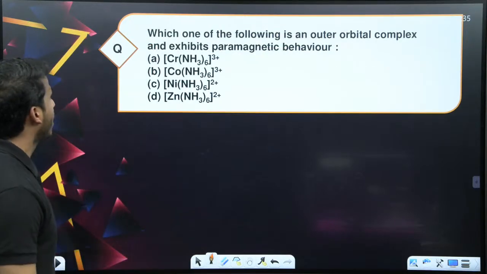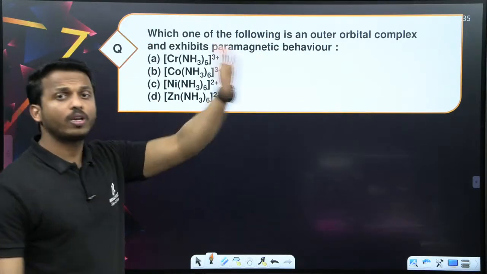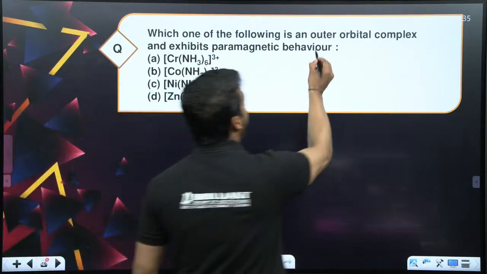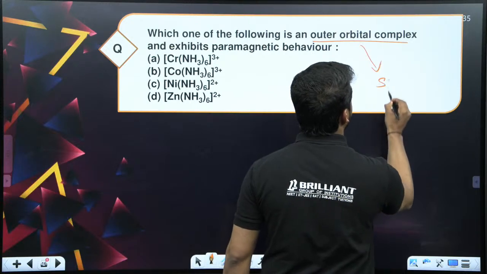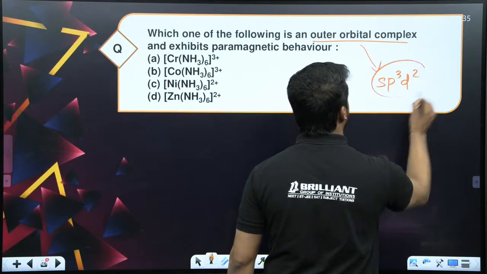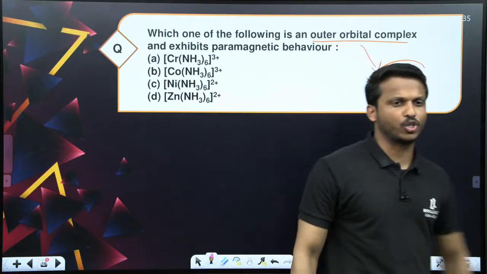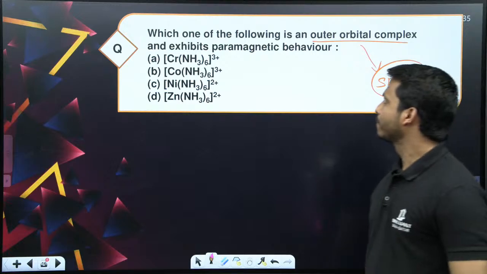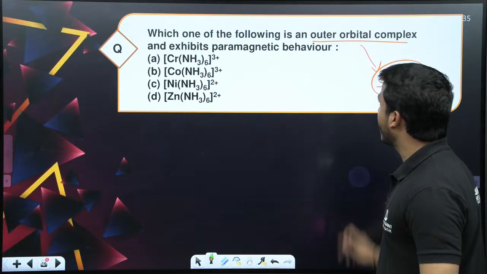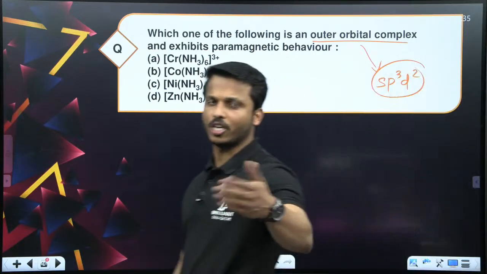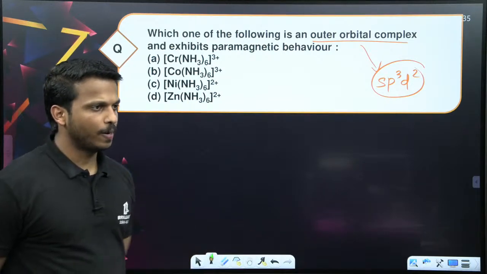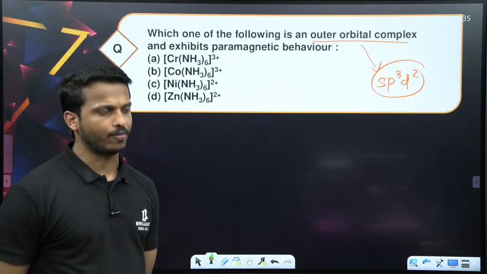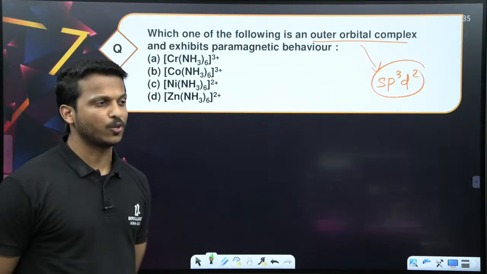Let's go for more questions. Which one of the following is an outer orbital complex and exhibits paramagnetic behavior? Outer orbital complex means hybridization sp3d2. Tell me, dear all, which complex can show sp3d2 hybridization, outer orbital complex? Come on. If you give an answer, I can proceed with that compound. Can you please help me? Which one of the following is an outer orbital complex? It has to show sp3d2 hybridization. Which one?